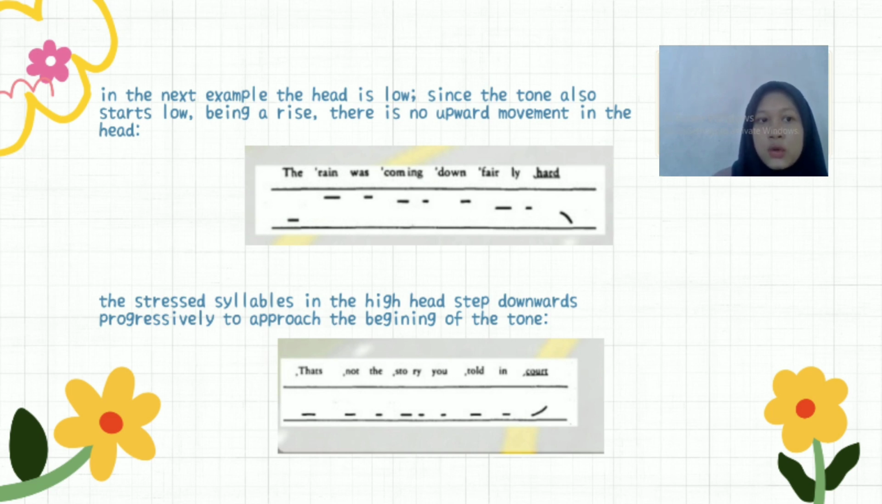In the next example, the head is low. Since the tone also starts low, being a rise, there is no upward movement in the head. "The rain was coming down fairly hard." The stressed syllables in the high head step downwards progressively to approach the beginning of the tone. "That's not the story you told in court."